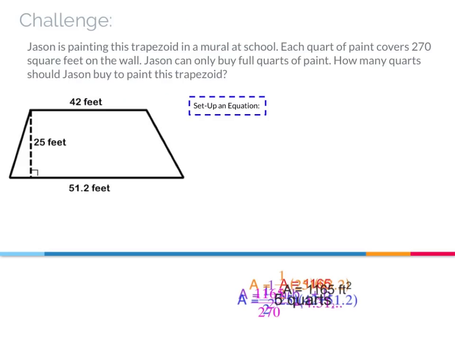Here's our challenge question. So it says that Jason is painting this trapezoid in a mural at school. Each quart of paint covers 270 square feet on the wall. Jason can only buy full quarts of paint. How many quarts should Jason buy to paint this trapezoid? So try this challenge problem on your own. So hit pause now, and when you're ready, push play.